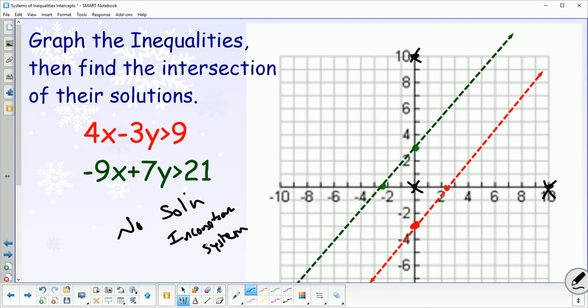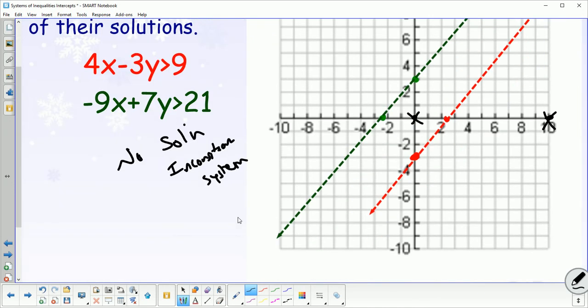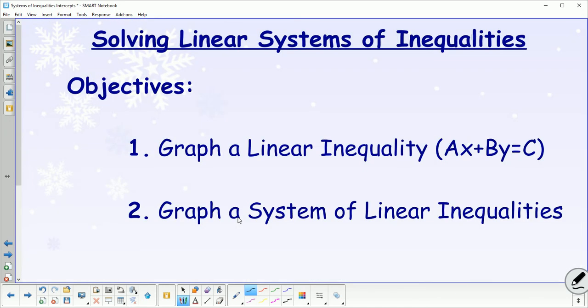Right, and so that would be how we graph one that's inconsistent. We check all our points and none of them work in both equations, so we could then not have to worry about shading. Okay, and that is it for graphing systems of linear inequalities. So it's a lot like systems of linear equations, except for now we have to add that extra step of shading an area. Okay, we'll see you next time.